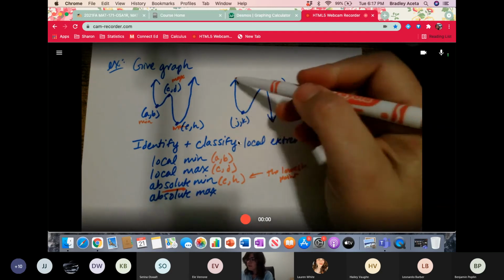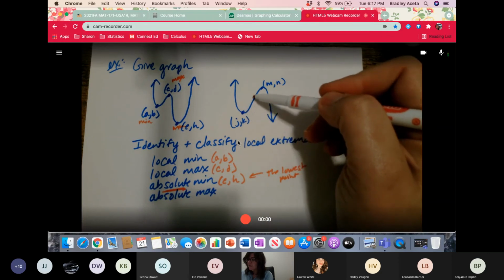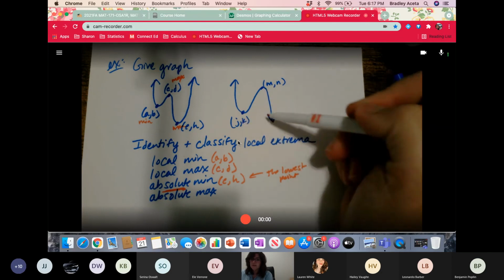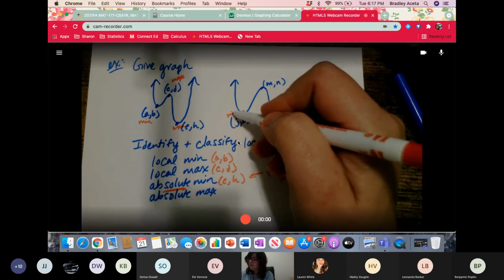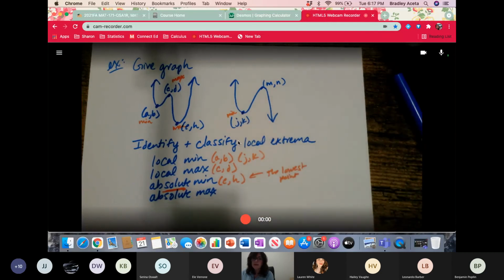All right, we're moving over to this picture. Here's JK. He looks like a low point, but if I kept my pen going, it would definitely keep going down, which means there are more dots below him. So again, he's a min, but he's not the absolute min. So I'm going to put him in the min category, JK.